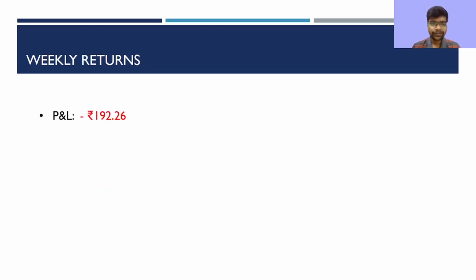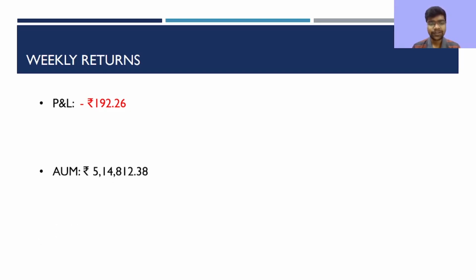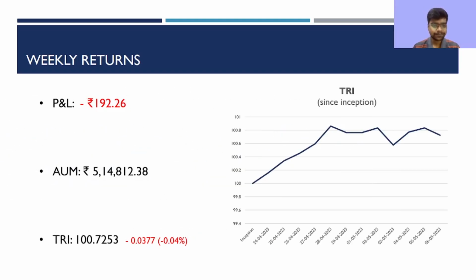So coming to weekly returns first, this week we have experienced losses of 192.26 rupees and our current assets under management is 5,14,812.38 rupees and our total returns index has gone down by 0.0377 or 0.04%. And over here you can see how our total returns curve looks like since inception.